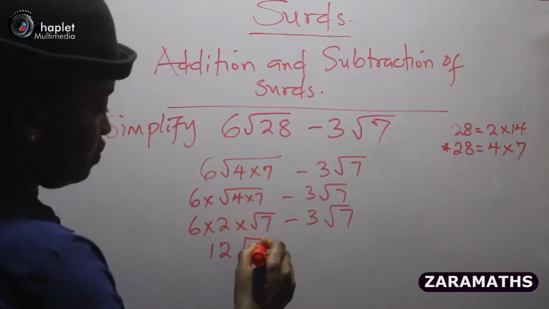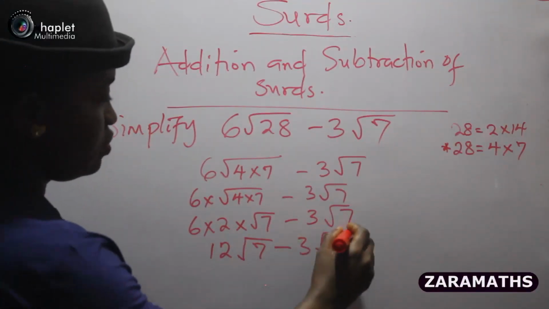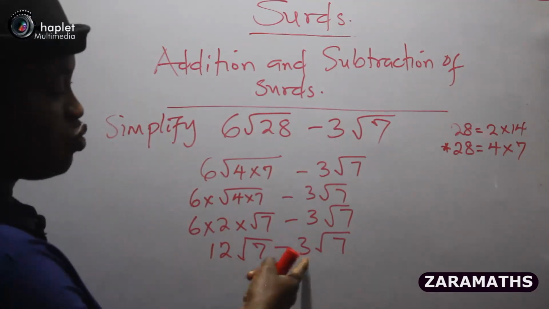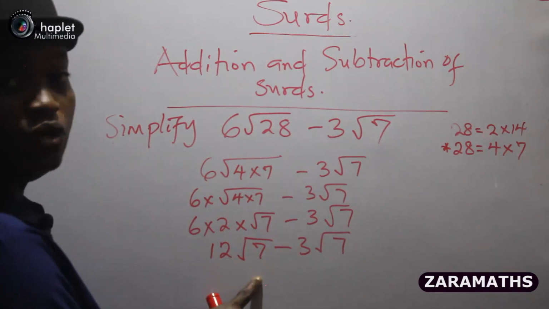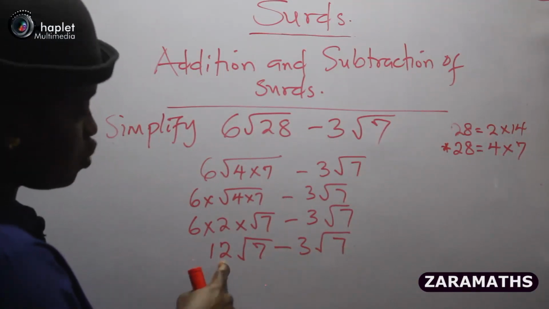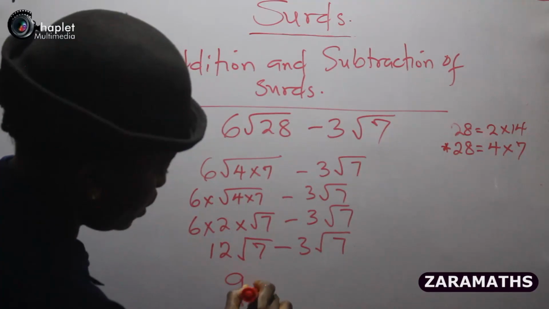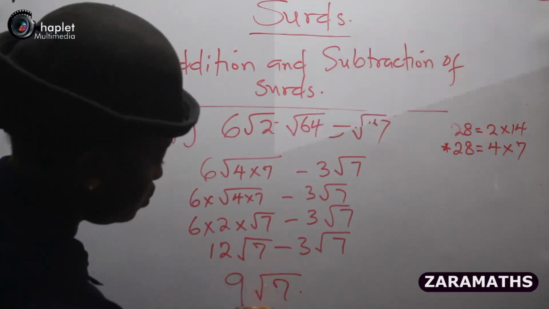Root 7 minus 3 root 7. So to subtract now, you subtract the coefficients, you leave the surd. So 12 minus 3 is 9 root 7.